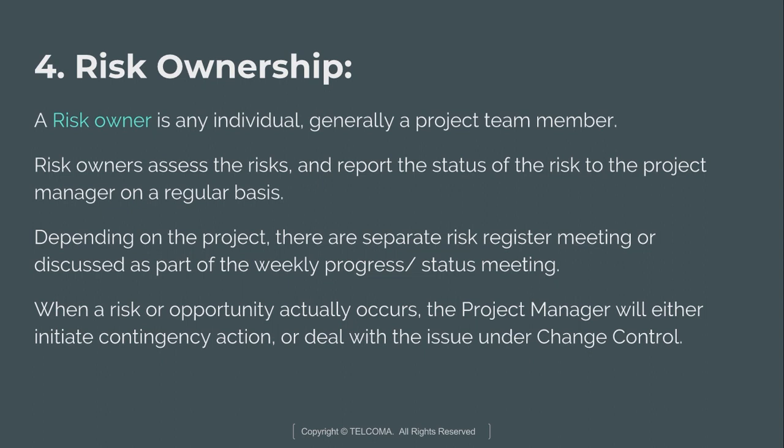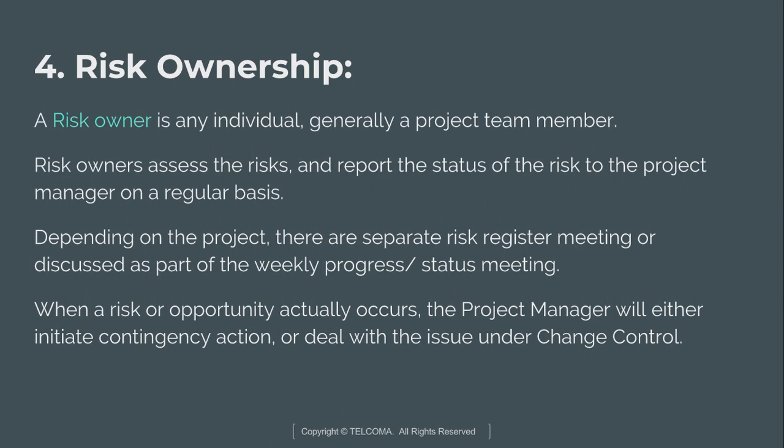Here, a risk owner is an individual, generally a project team manager. He is responsible for the management, monitoring and control of an identified risk. The risk owner assesses the risk and reports the status of the risk to the project manager on a regular basis. And depending on the project, there are separate risk register meetings that occur at defined intervals, like fortnightly or monthly. Here it is discussed as part of the weekly progress and status meeting, and the risk owner will provide the update on the respective risk during these meetings.